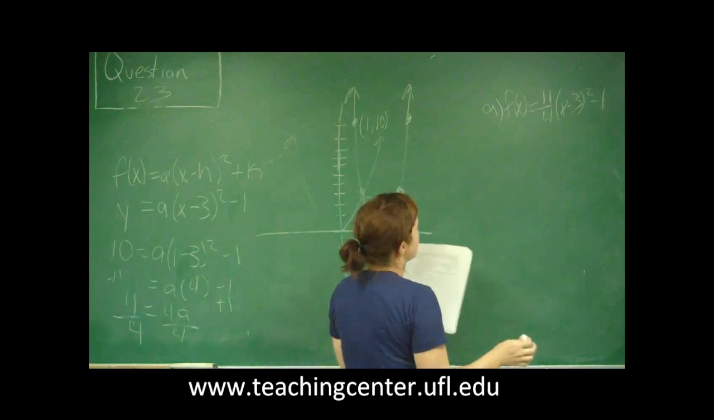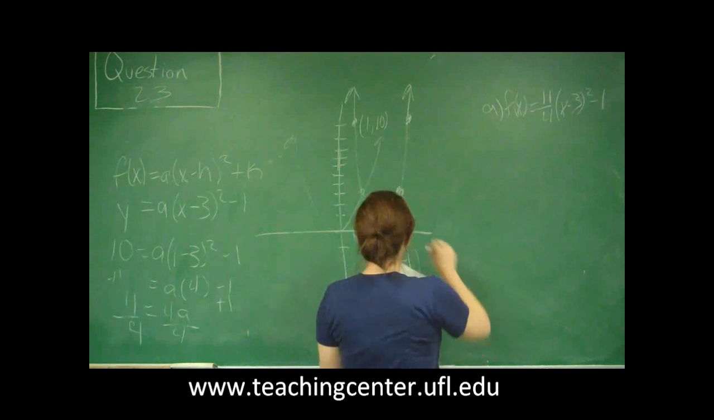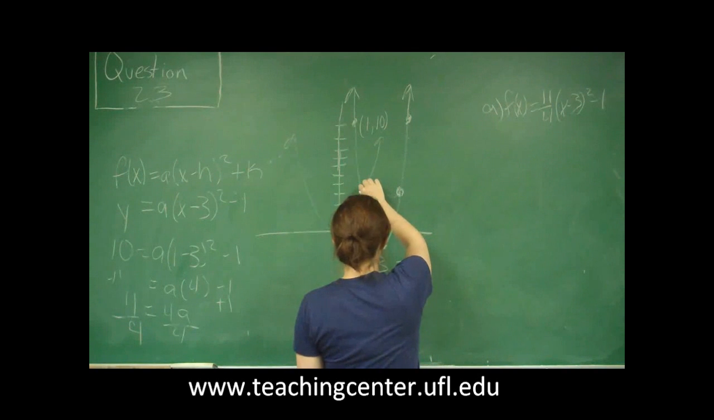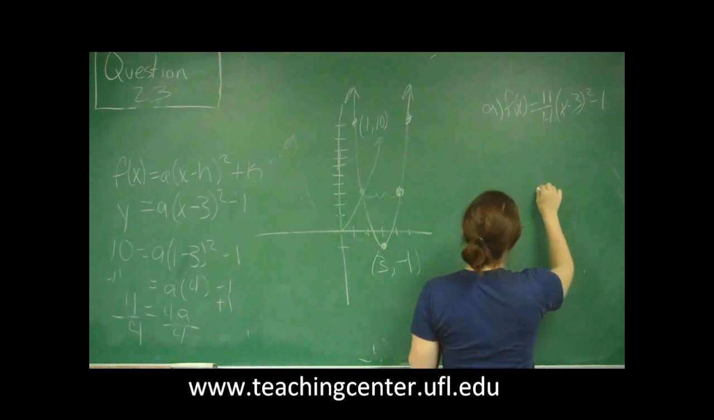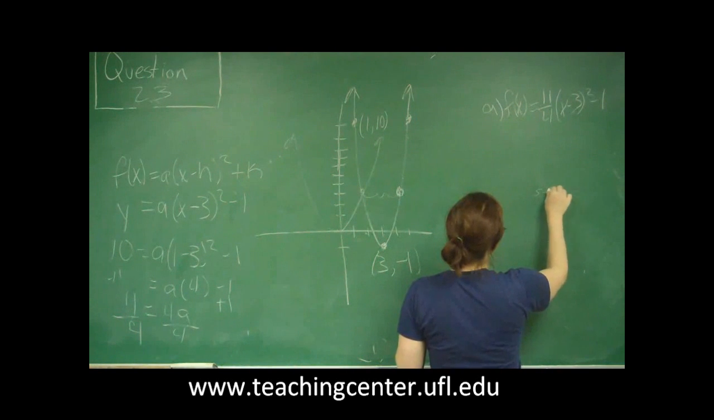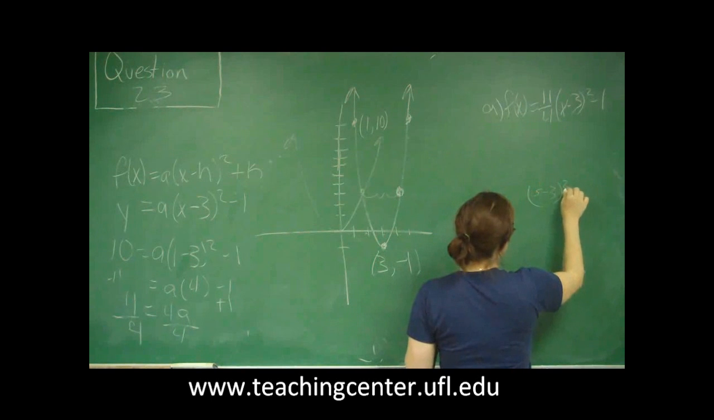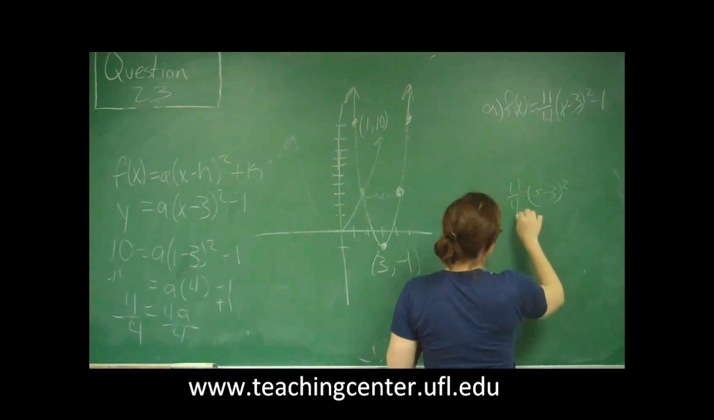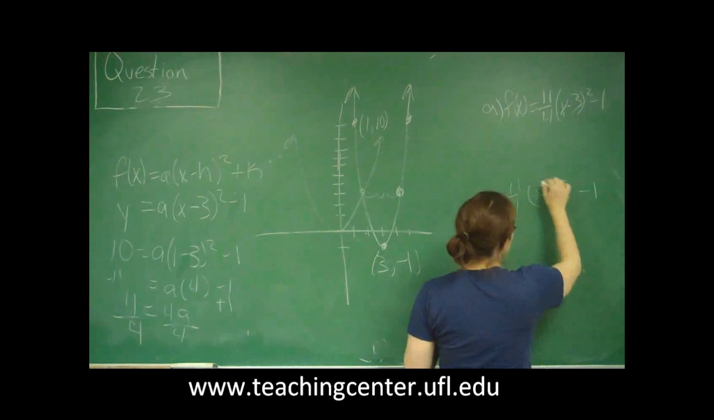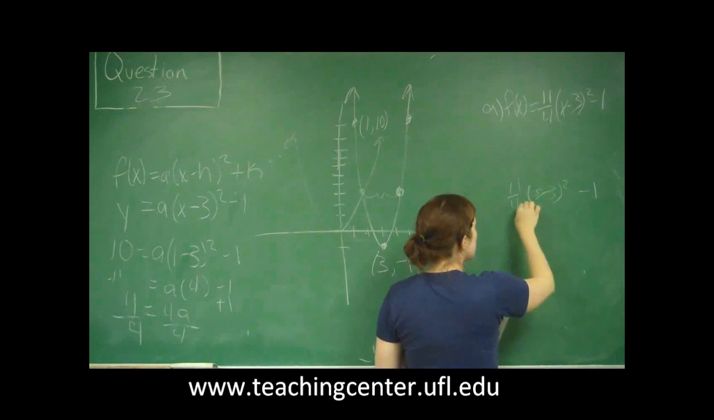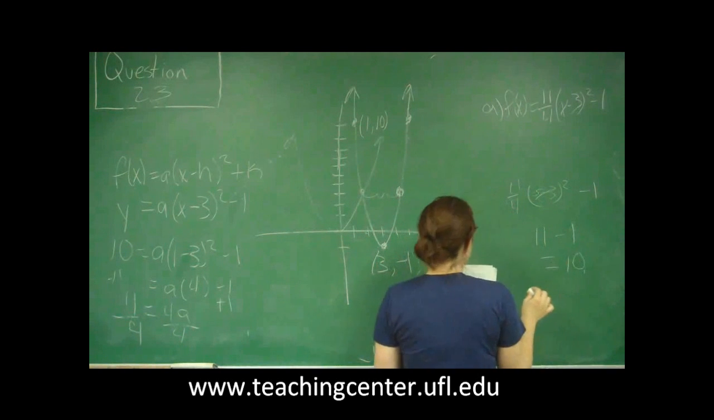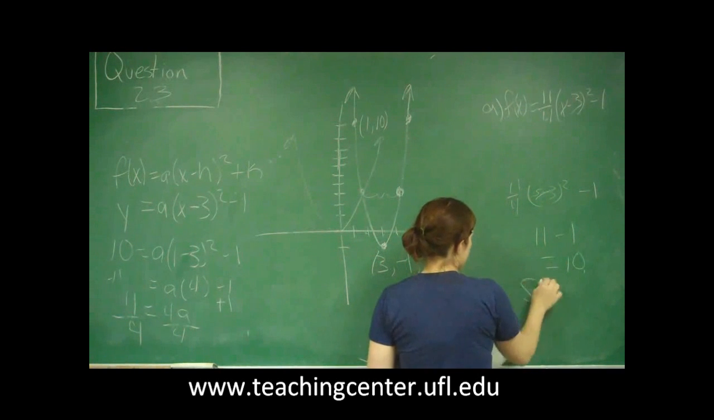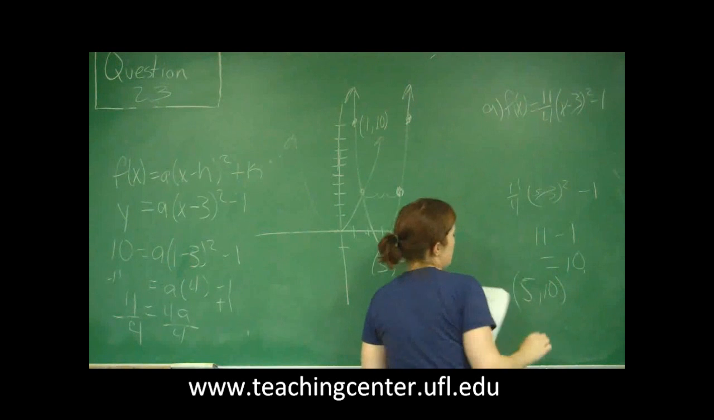Okay, so what we would be doing for this is plugging in what originally started out as 2, which is now going to be 5 because we shifted it over 3 units. So we're going to have 5 minus 3 squared times 11/4 minus 1. This gives me 2 squared, which is 4. 4 times 11/4 is 11, minus 1 is equal to 10. So my corresponding point is going to be (5, 10).